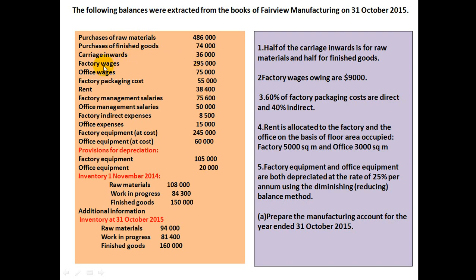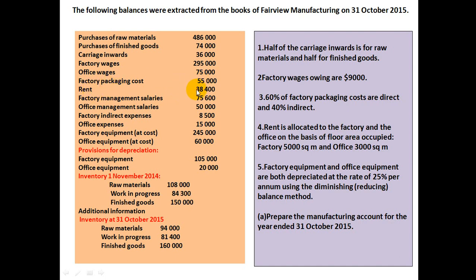Factory wages, which are also known as direct wages, are 2,95,000. Office wages are 75,000. Factory wages will be taken in direct wages or direct labor while preparing cost of goods manufactured statement. Office wages will be taken in the income statement expenses portion. Factory packaging cost is actually the direct expense which is given to us.